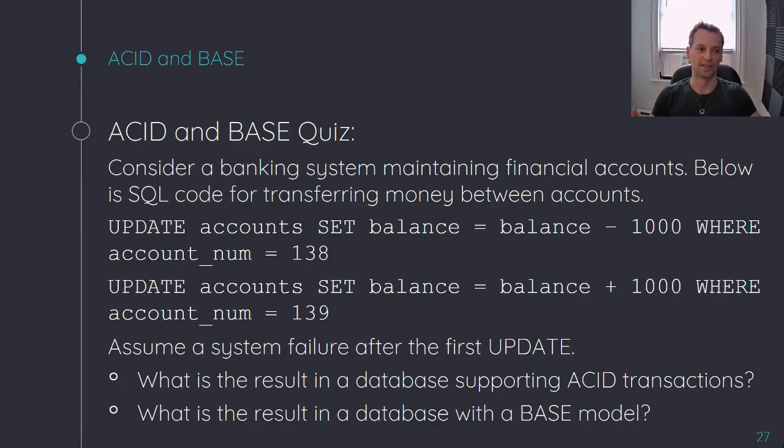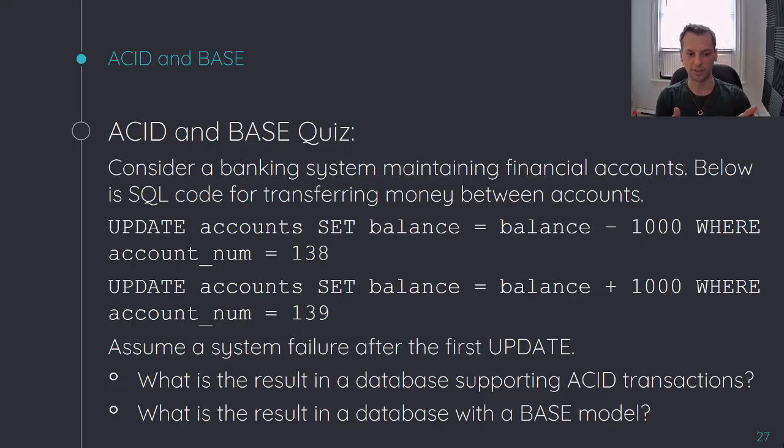So let's do a little quiz on ACID and BASE. Consider you have a banking system that's maintaining financial accounts, and you have SQL code that's transferring money between these accounts. In our SQL, we have account 138 transferring $1,000 to account 139. Now assume there's a system failure after that first update. What is the result of a database supporting ACID transactions? And then second, what is the result in a database with a BASE model?